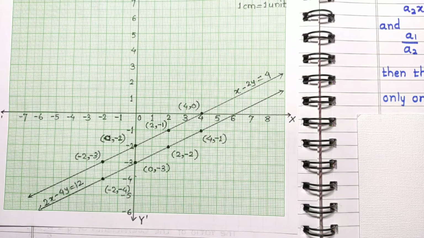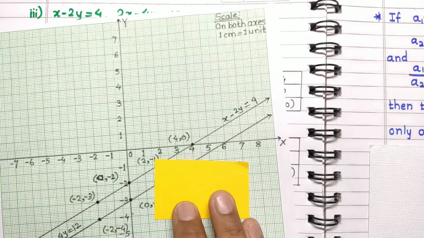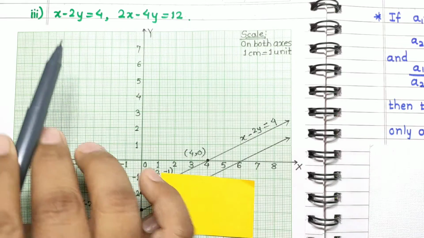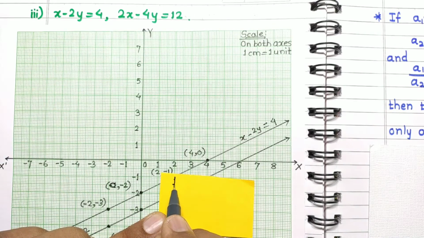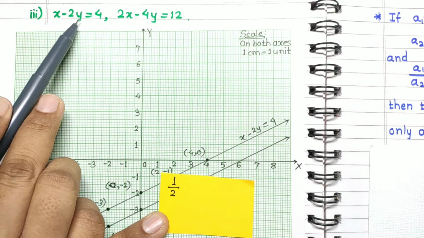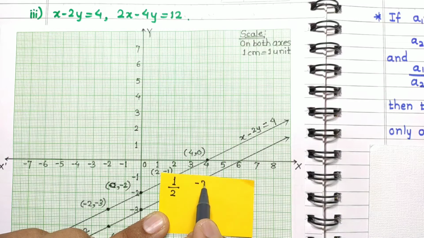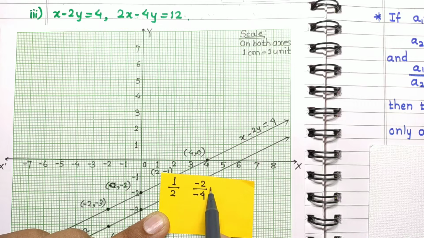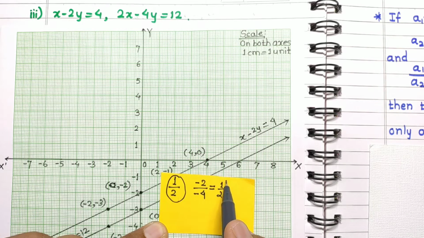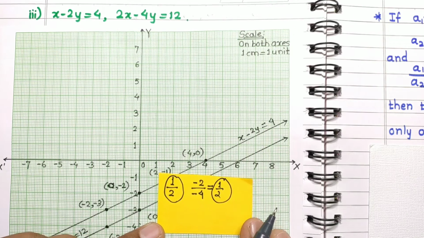Okay, so here we note that, see, ratio of coefficients of x. So coefficient of x is 1 in first equation and it is 2 in second equation. So this ratio is half. Then ratio of coefficients of y. So coefficient is minus 2 in first equation and it is minus 4 in second equation. So this ratio is again half. Okay, ratio of coefficients of x is half. Ratio of coefficients of y is again half.